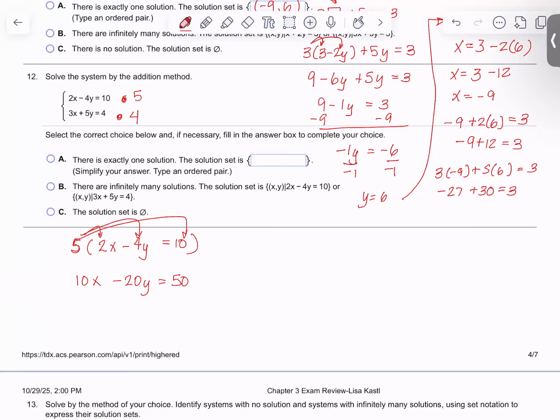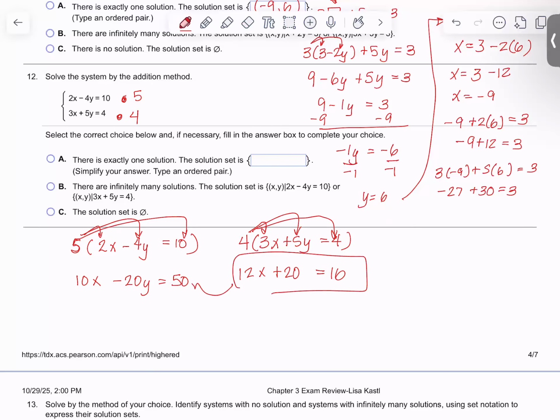All right, now I'm going to multiply that second equation by 4, and I'm going to multiply everything by 4. I'm going to distribute that 4 across the 3. I'm going to distribute that 4 across the 5. I'm going to distribute that 4 across the 4. Okay, now I'm going to add that second equation. I'm going to add that equation to this one here.